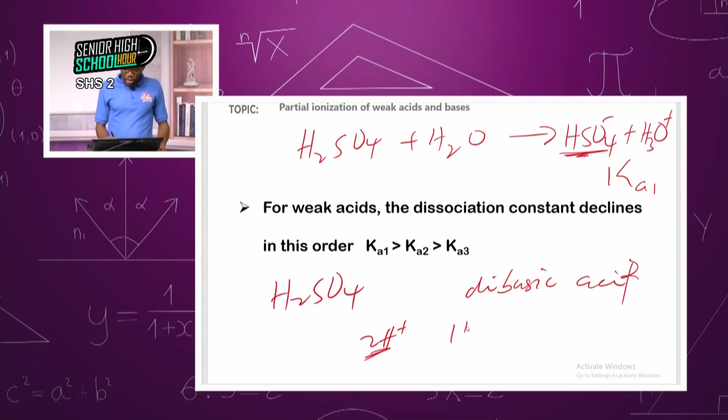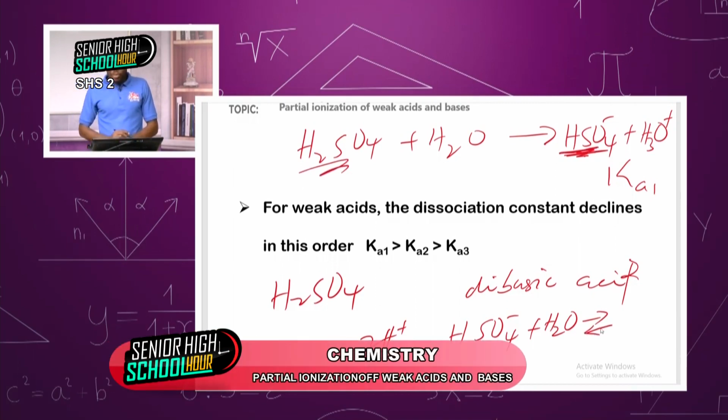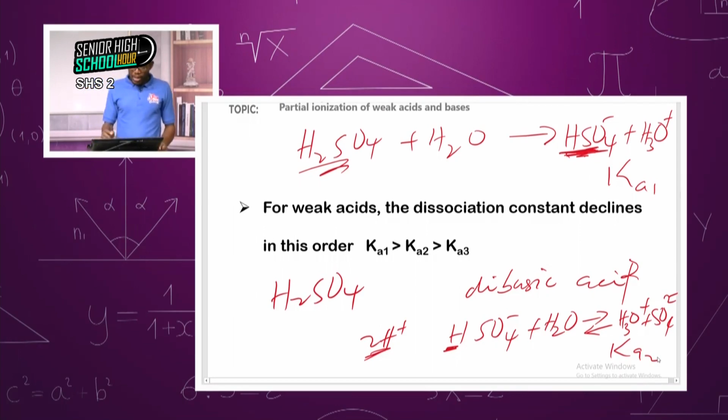So if that one also dissociates in water, this one is weaker than this. So I'm going to use the equilibrium sign. So I'll have H3O+ plus SO4 2-. You see, here this species is donating, so it is an acid, that is Ka2. So this Ka2 will be less than the Ka1. So if we know the values, you see that the Ka2 will have a value less than Ka1.